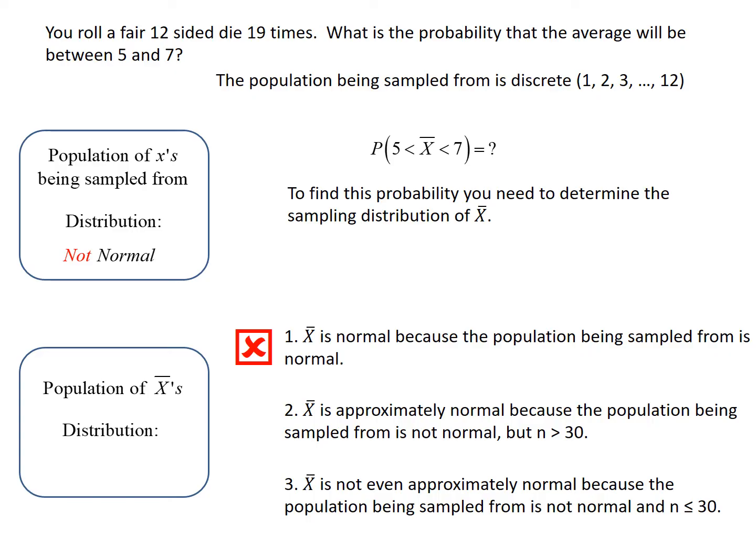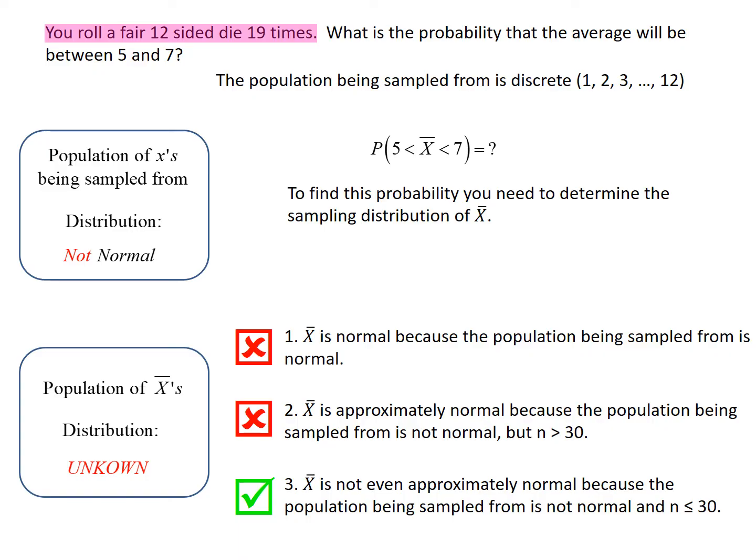Okay. So number 2 on our list. Once we have decided that X bar is not normal because the population was not normal, we've got to look at the sample size. So back up here at the top, we rolled the die 19 times. 19, not more than 30. So the central limit theorem is going to say not only is X bar not normally distributed, we don't have a large enough sample to guarantee that it'll be close to being normal. So in this case, X bar cannot be approximated with the normal distribution.